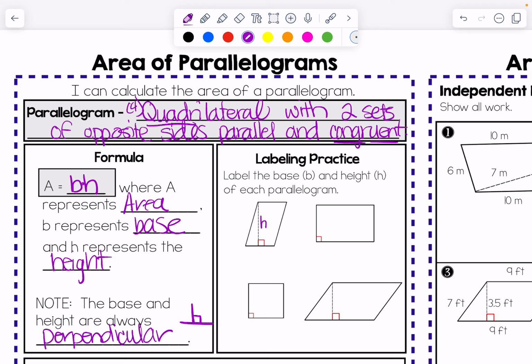On this first parallelogram, here's my right angle. The dotted line down the middle is the height of the parallelogram, and the bottom part is my base. On this rectangle, I can say base and height. There's my base and my height there, and my base and my height there. This measurement would be the base, and the height is this dotted line.